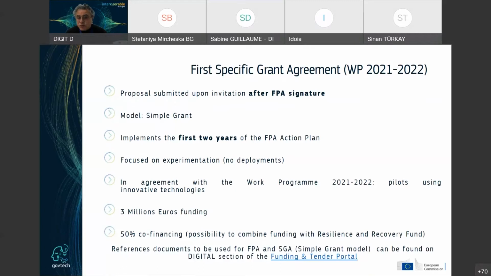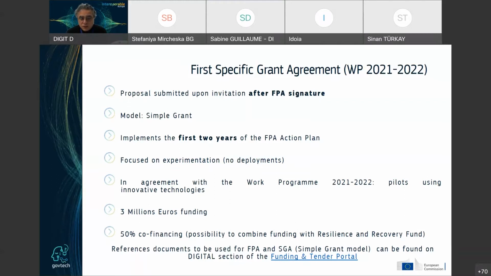As I was saying, in the first work program we already mentioned that we will be financing a first specific grant agreement. The invitation to submit a proposal will be sent to the consortium that we have selected for the FPA signature. So the model will be a simple grant. It will implement the first 2 years of the framework partnership agreement. The following years will come in the next work programs.